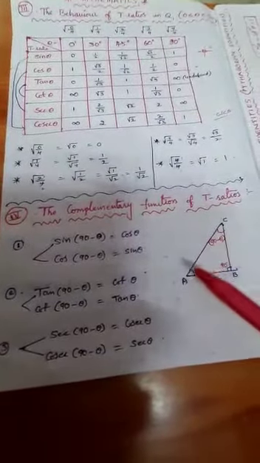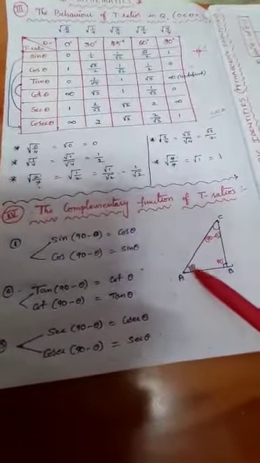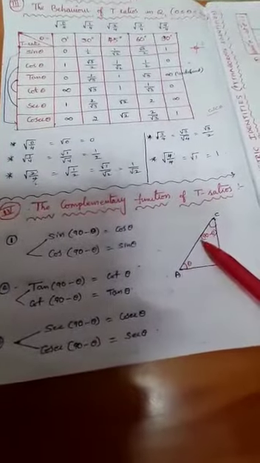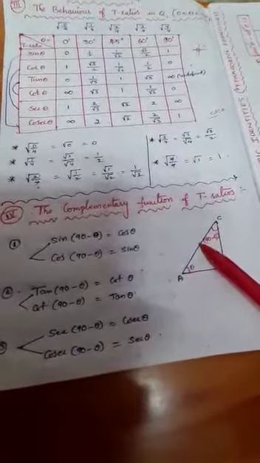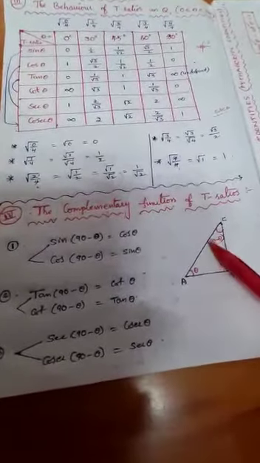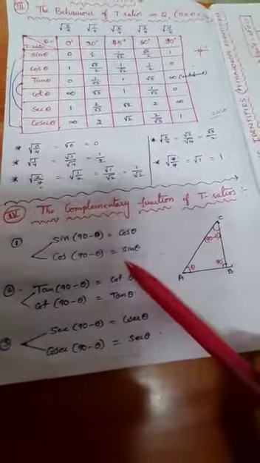If you define any T ratio here, its complementary function will be defined here. Now I am taking sine; co means what? Sine, cosine, cos. Therefore sin 90 minus theta is equal to cos theta. Cos 90 minus theta is equal to sin theta. That only I have written here.